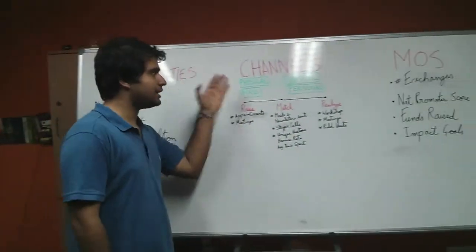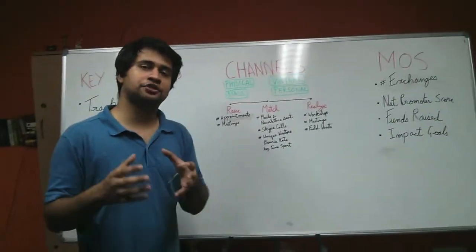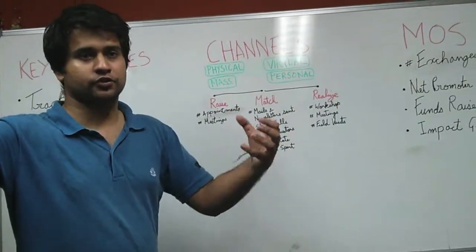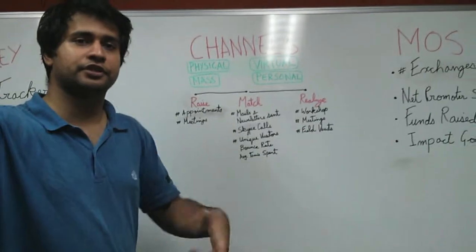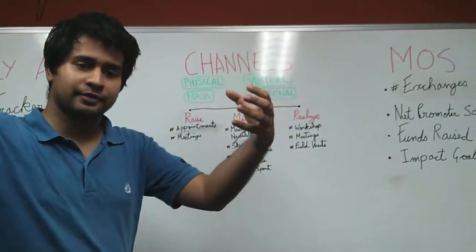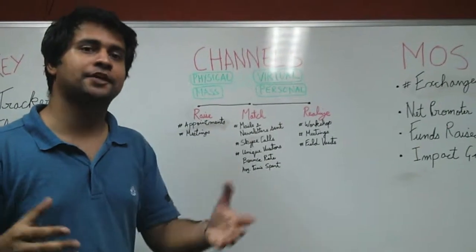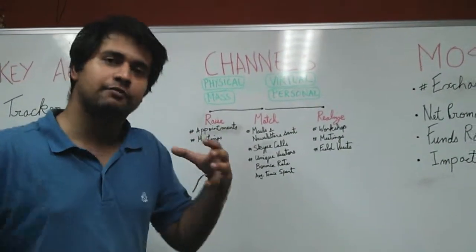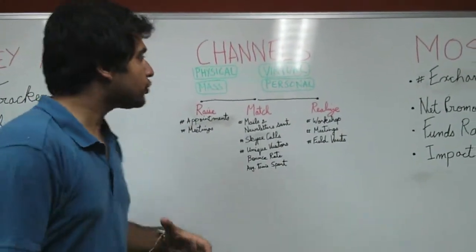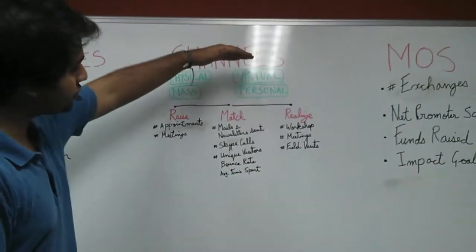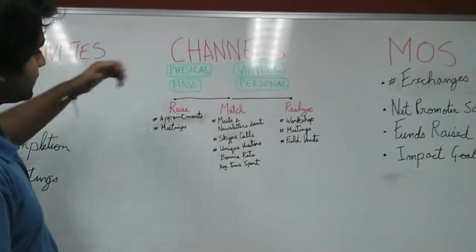Moving on, channels. Through channels you give the value proposition to your customers. So for example, for a client, the value proposition would be impact, and that will be done through different channels. For an EP, the value proposition is going to be impact plus the job role, and that needs to be delivered to them by different channels. So in terms of channels, there can be four types of channels: physical or virtual, personal or mass.